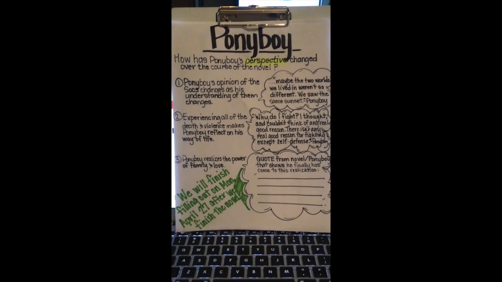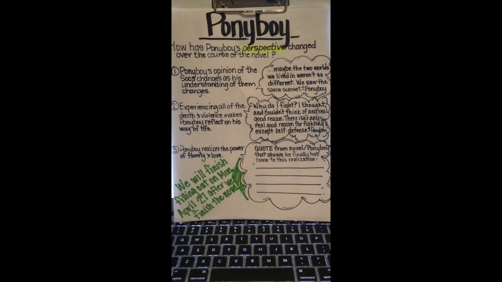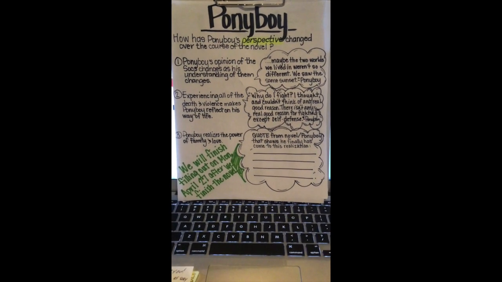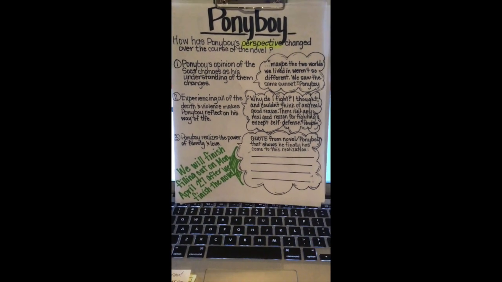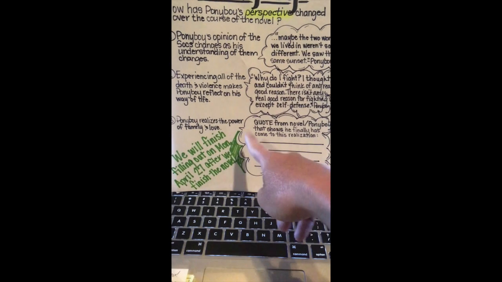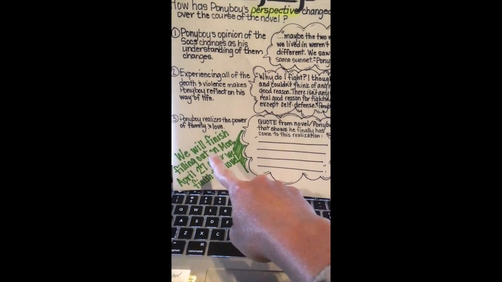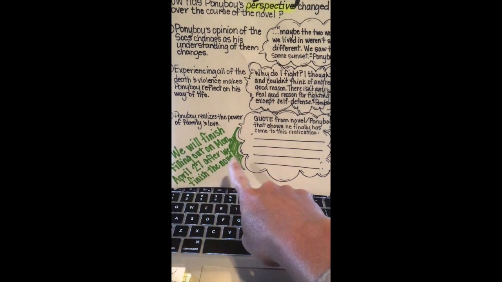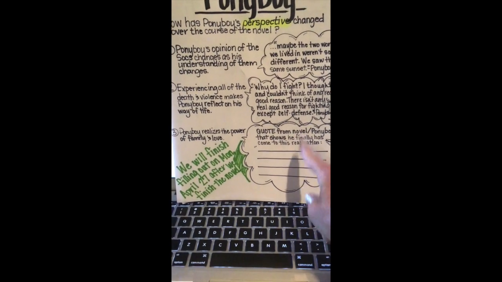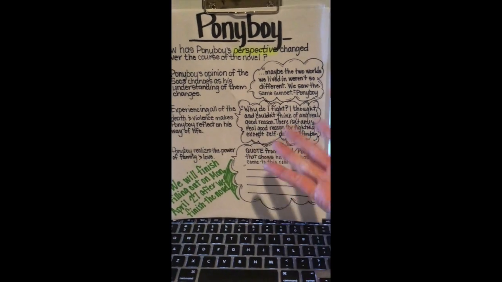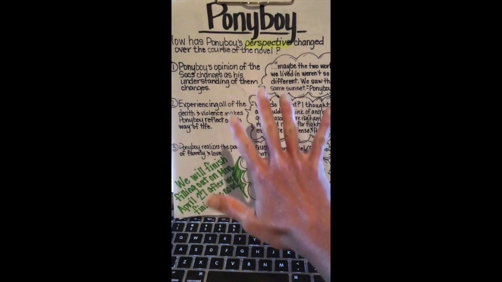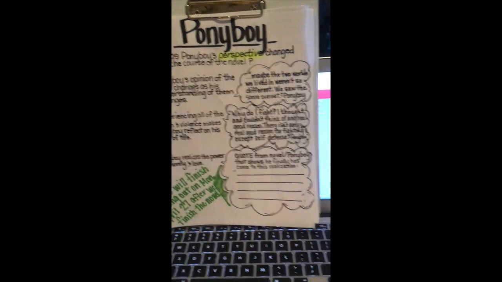Okay, so for our characterization change chart over Ponyboy, we are specifically talking about how his perspective has changed over the course of the novel. I'm going to be filling out the first two with you, and then you will be responsible for the third one. And it says we will finish filling out on Monday, April 27th after we finish the novel. So on that video, we'll fill this one out together. So I say you'll be responsible for it. Actually, we'll fill it out together on that video. So we're just doing the first two as of now because we haven't finished the novel yet. I don't want to give away the end.